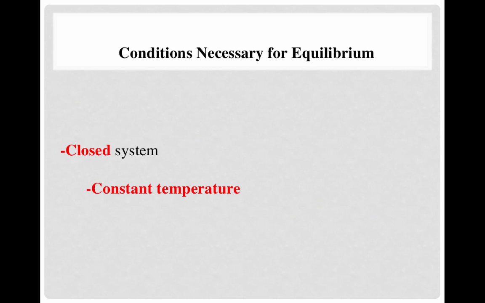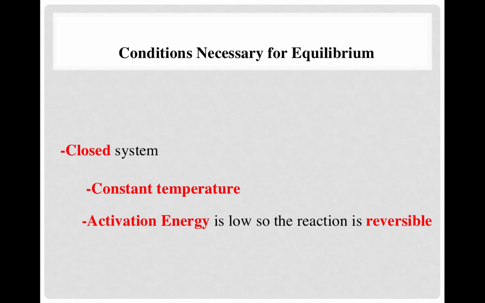The first condition is that equilibrium has to occur in a closed system. It also has to occur at a constant temperature. We're going to explore the temperature a little bit more later, but for now let's just say it's at constant temperature. And lastly, the activation energy of the reaction has to be low. If you have a high activation energy, then it's going to be really hard for those reactants to turn into products in the first place. So you have to lower the activation energy in order for the reaction to convert in the forward direction, reactants to products, and simultaneously those products have to be able to convert back into reactants.